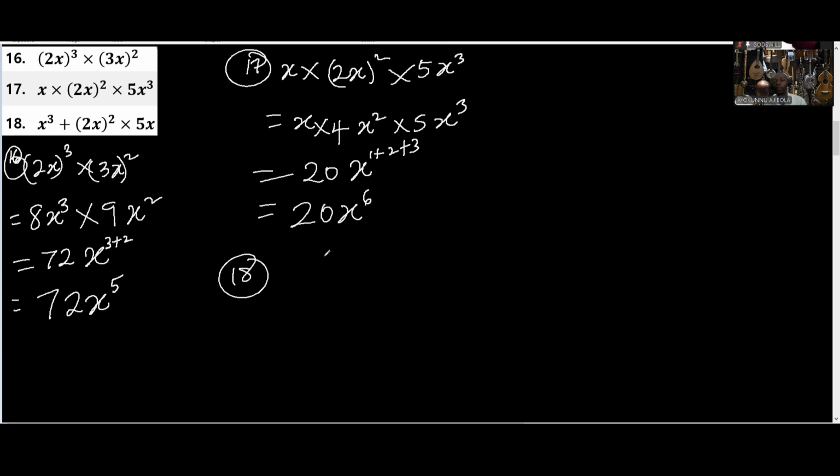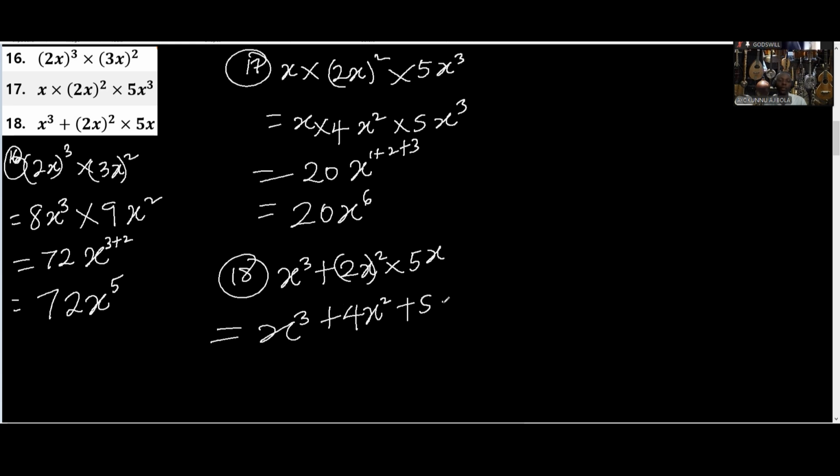And finally, x cubed plus 2x squared all squared, then times 5x. So this is x cubed, and this is 4x squared, and this is 5x. You can't add them together because the powers are different. If we're multiplying, then we can add the powers, but this is the answer.